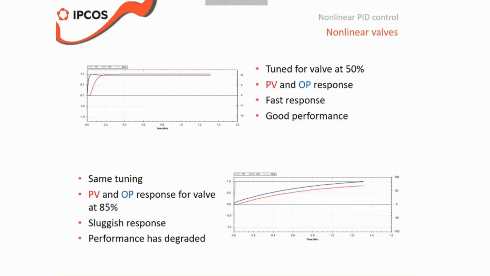Is that going to be a problem? Well, it depends a bit. This is a flow controller, and you might argue, okay, so what if it takes about 2 minutes to go to a new set point? It's not a big deal. Well, the thing that has also degraded is the disturbance rejection.